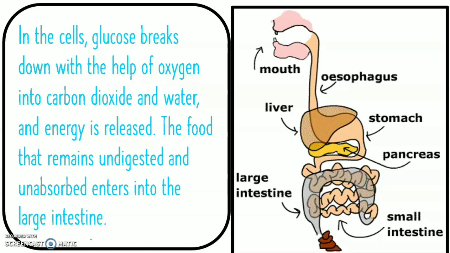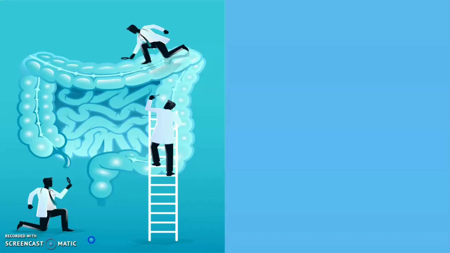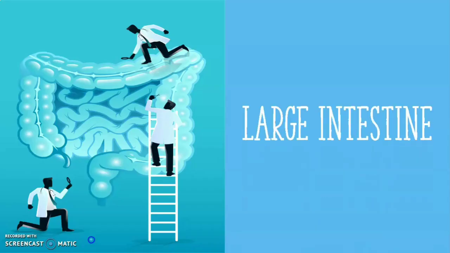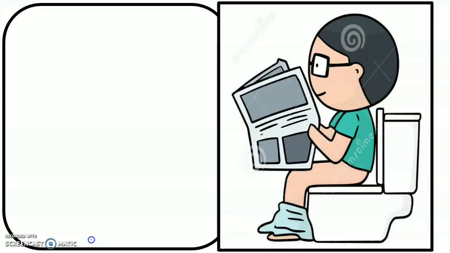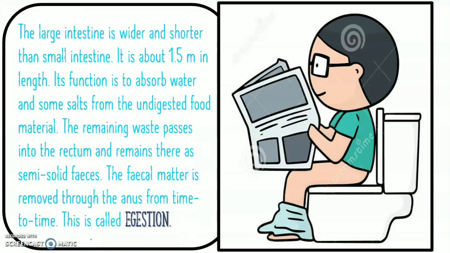The food that remains undigested and unabsorbed enters into the large intestine. So let's see what happens in the large intestine. The large intestine is wider and shorter than the small intestine. It is about 1.5 meters in length and the small intestine was 7.5 meters in length. Its function is to absorb water and some salts from the undigested food material.